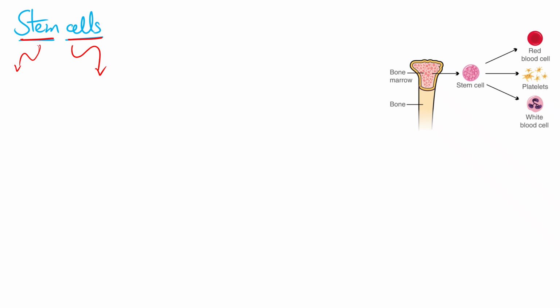Now stem cells is a pretty important IGCSE Biology Edexcel triple topic. And what is it? Well, I'm going to teach you what stem cells are. We're also going to explore the ethical implications of using stem cells, and the two types of stem cells, adult stem cells and embryonic stem cells.